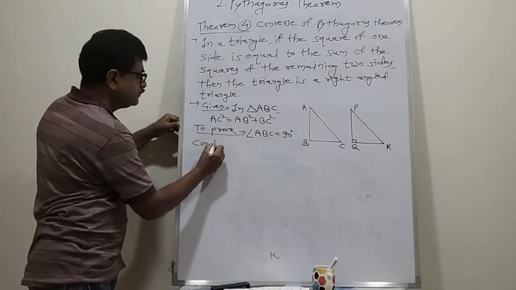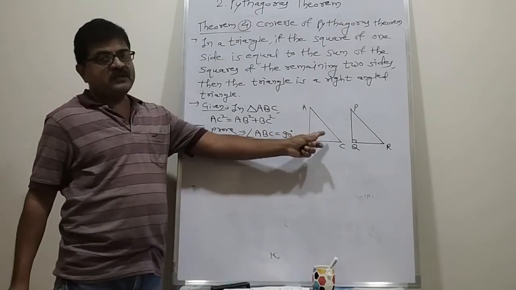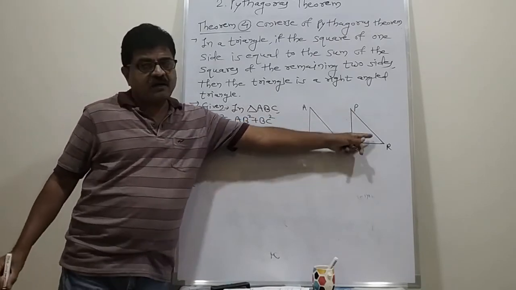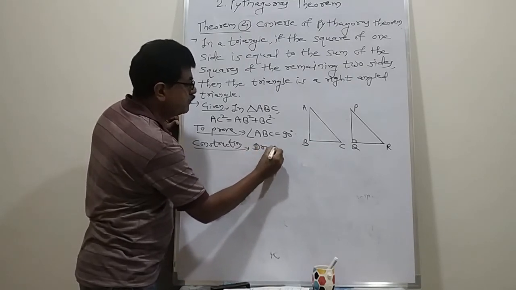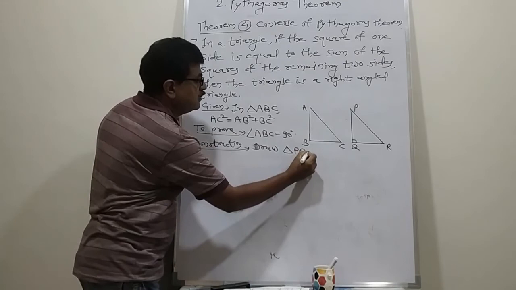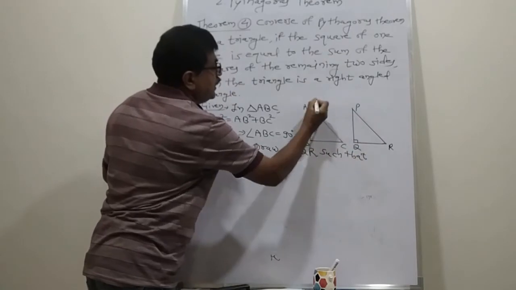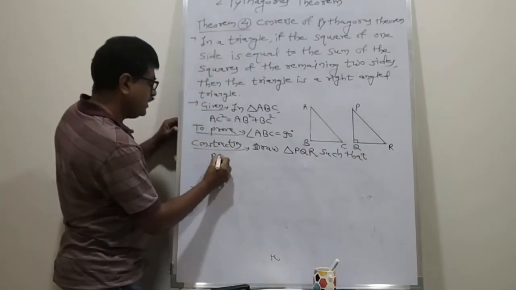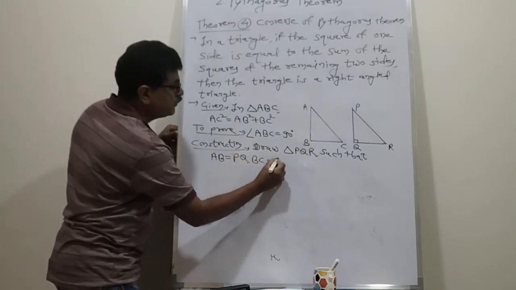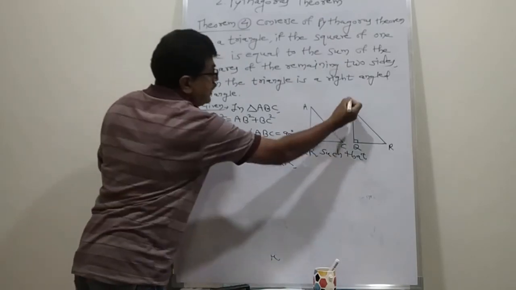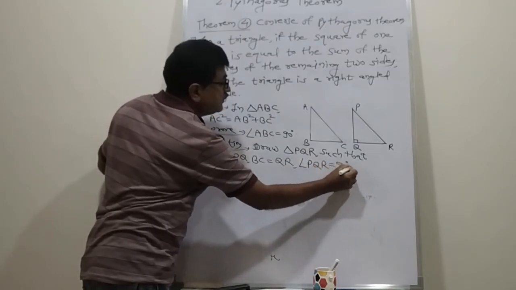Construction. Now for this, draw triangle PQR such that AB is equal to PQ, BC is equal to QR, and angle PQR is equal to 90 degrees. This is the construction.